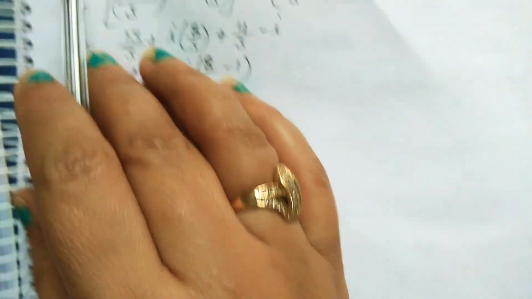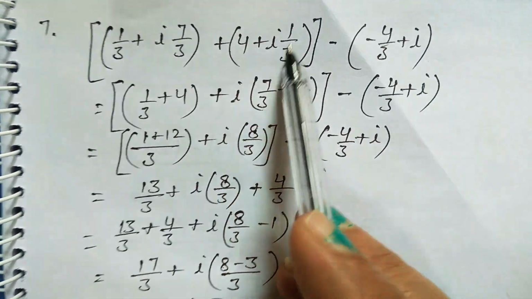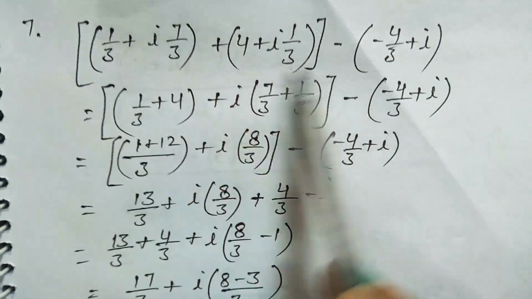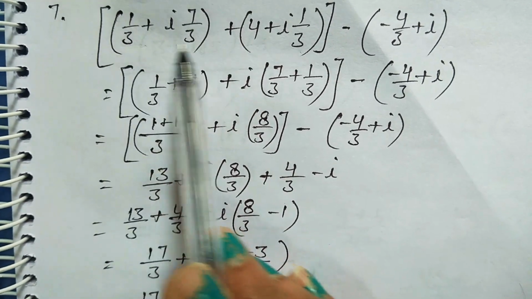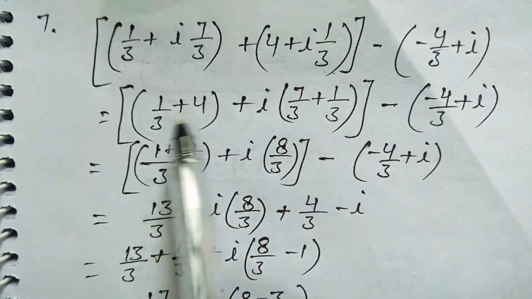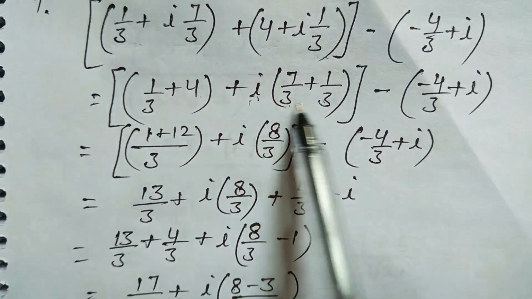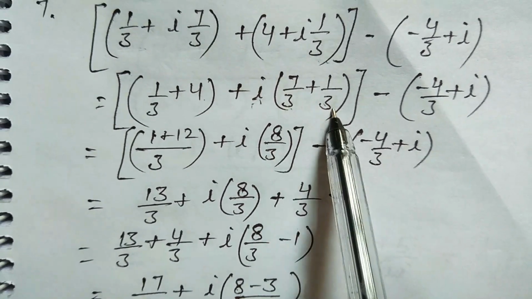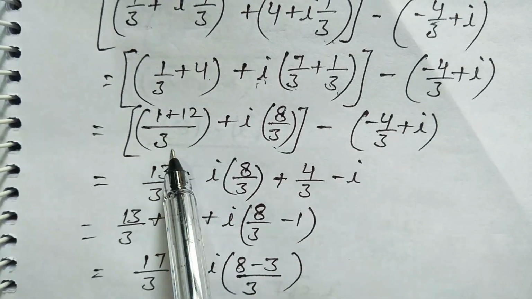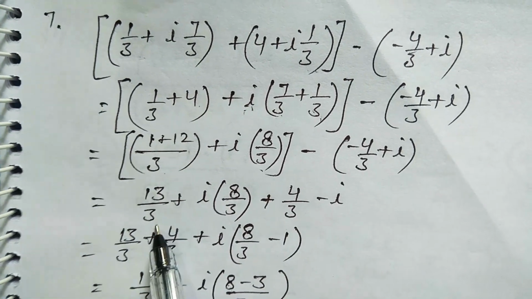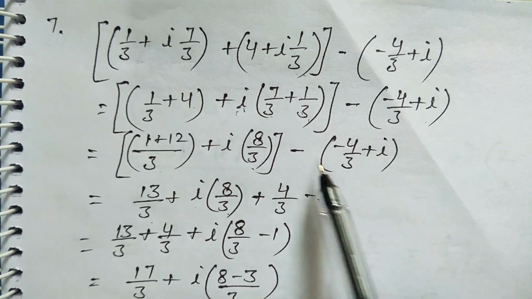Now question number 7. 1 by 3 plus iota 7 by 3 plus 4 plus iota 1 by 3 minus this. So firstly we will solve this bracket. We will add the real part firstly and then the imaginary part. So 1 by 3 plus 4, plus iota 7 by 3 plus iota 1 by 3, we will take iota common. 7 by 3 plus 1 by 3. Take LCM 3. 7 plus 1 is 8. 8 by 3. And what is the LCM of these two? 3. So 1 plus 12. It is 13 by 3 plus iota 8 by 3, and it is minus 4 by 3 plus iota.